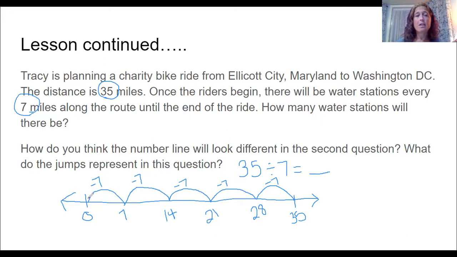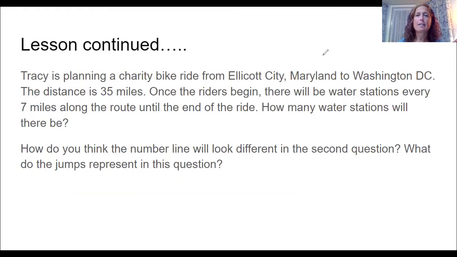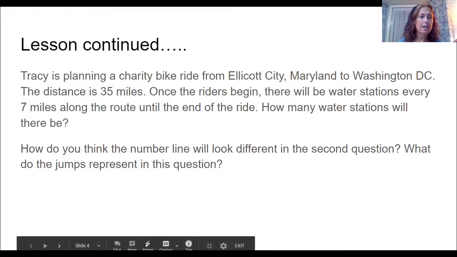Our answer is the number of jumps we did, not adding the numbers, but counting the number of jumps. So we have 1 jump, 2 jumps, 3 jumps, 4 jumps, 5 jumps. So the number of water stations is 5. So how many jumps we made stands for the number of water stations. Okay, so our number line looks a little different depending on whether we're doing division or multiplication. All right, so let me erase that and we'll go on to the next slide.